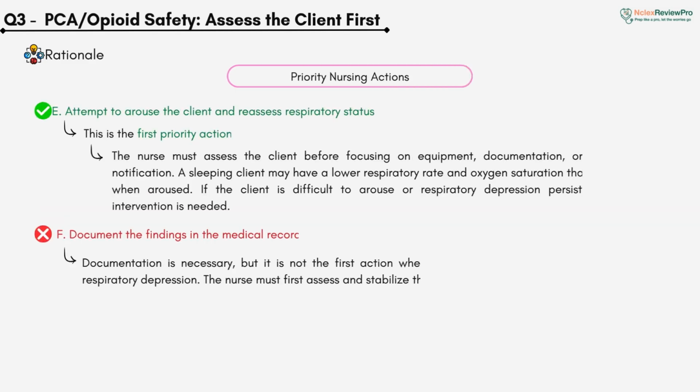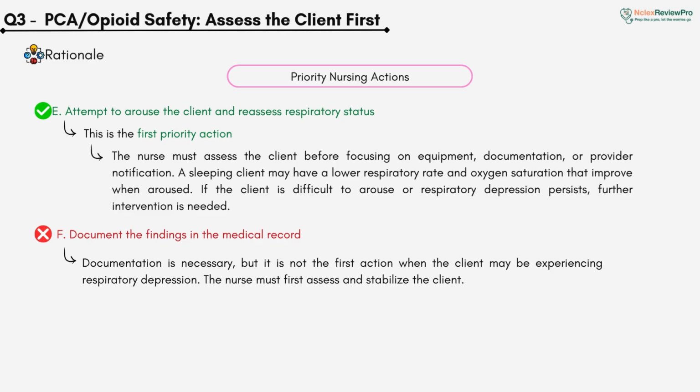Now let's look at the priority nursing actions. Option E, attempt to arouse the client and reassess respiratory status. This is correct. This is the first priority action. The nurse must assess the client before focusing on the equipment, documentation, or provider notification. A sleeping client may have a lower respiratory rate and oxygen saturation that improve when aroused. But if the client is difficult to arouse or the respiratory depression continues, the nurse must take further action.